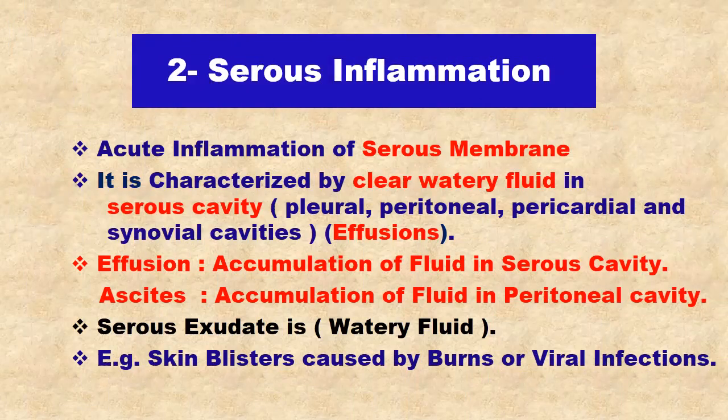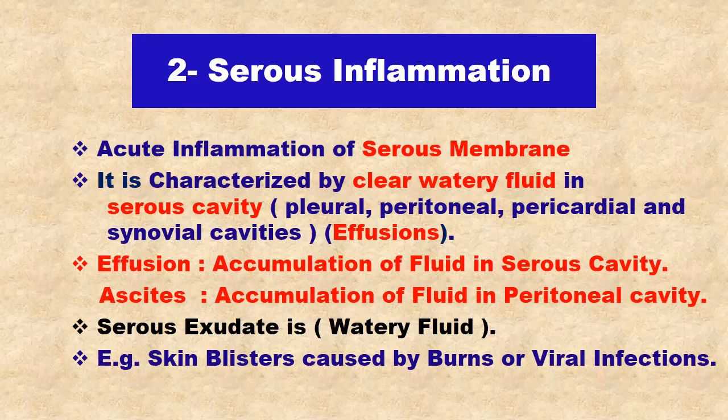Second, serous inflammation. Serous inflammation is an acute inflammation of serous membrane, so it is called serous inflammation. It is characterized by formation and accumulation of clear watery fluid in the serous cavity, such as pleural, peritoneal, pericardial, and synovial cavities, which are called effusions. So, effusion is defined as accumulation of fluid in the serous cavity, and ascites is defined as accumulation of fluid in the peritoneal cavity. So, in the serous inflammation, the inflammatory exudate is serous exudate, which is watery fluid.